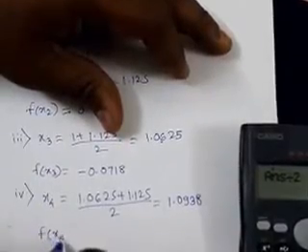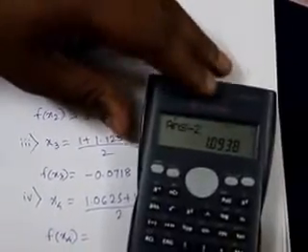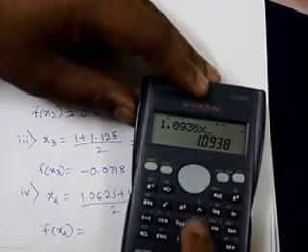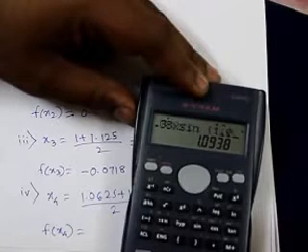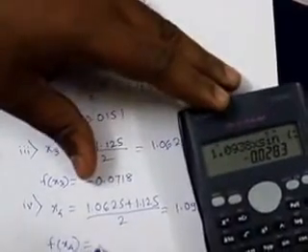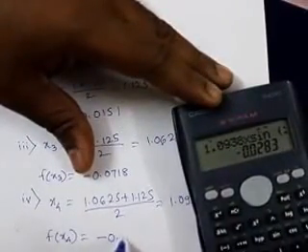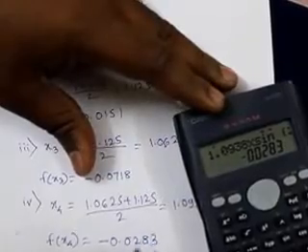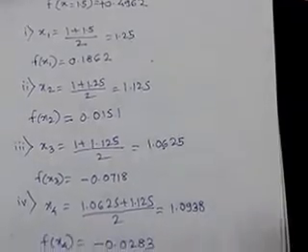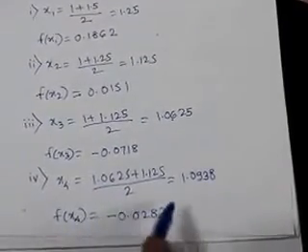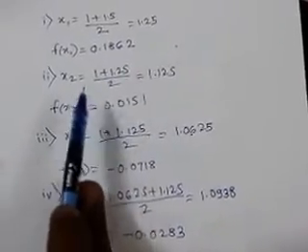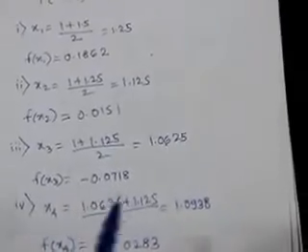Let's see what happens at f of x4. 1.0938 times sine of 1.0938 minus 1 gives me a negative value of 0.0283. So again our next iteration is going to lie between x4, which is 1.0938, and x2, the last positive value that we had, which was 1.125.